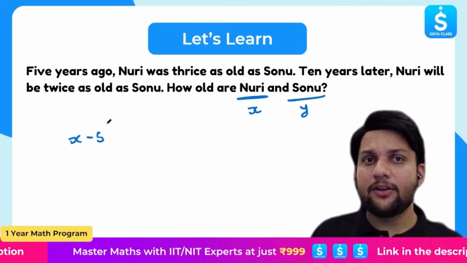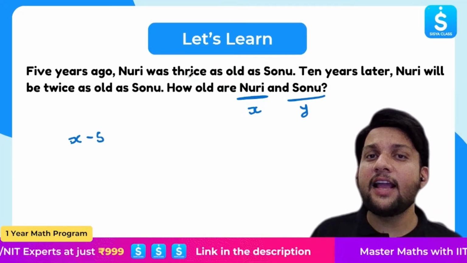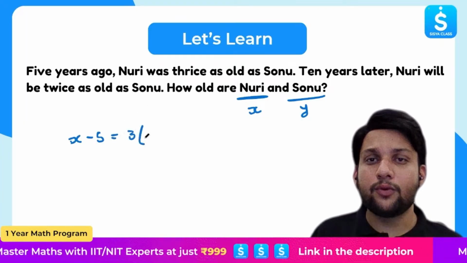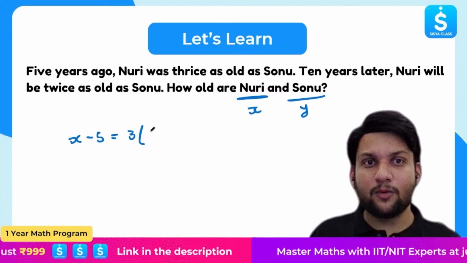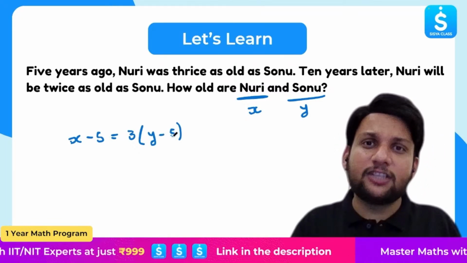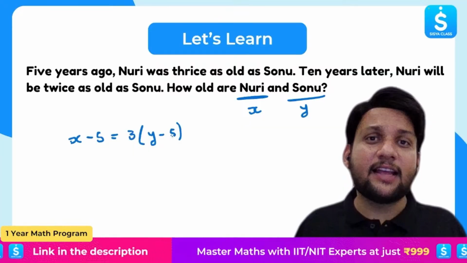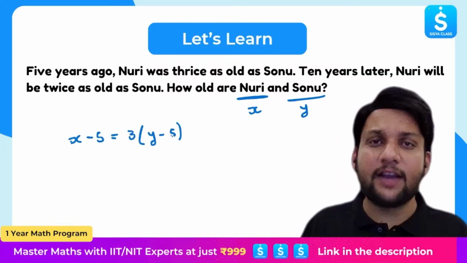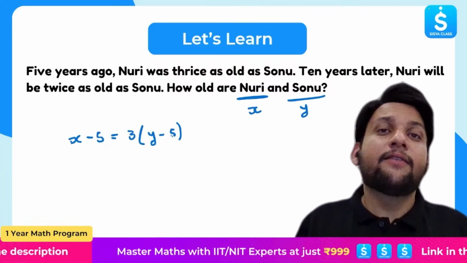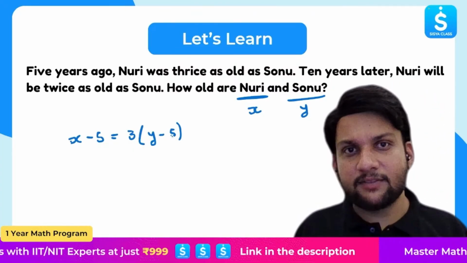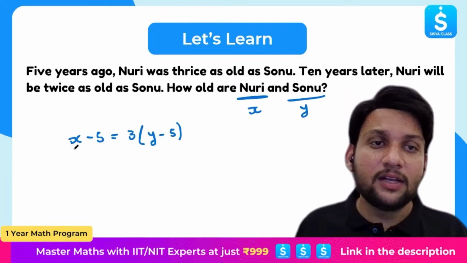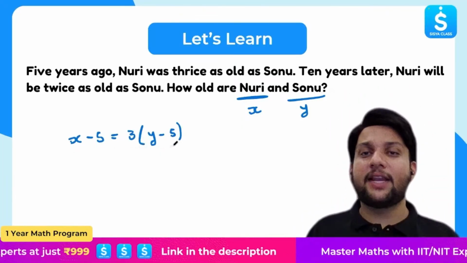Noori, this is Noori, right? Noori was thrice as old as Sonu. Now, Sonu also, 5 years ago, so Sonu is y minus 5. I will repeat it one more time. Current ages of Noori and Sonu are x and y. That means Noori is x years old and Sonu is y years old. 5 years ago, what is Noori's age? x minus 5. 5 years ago, what is Sonu's age? y minus 5. And the statement given is Noori was thrice as old as Sonu. So x minus 5 is 3 times y minus 5.